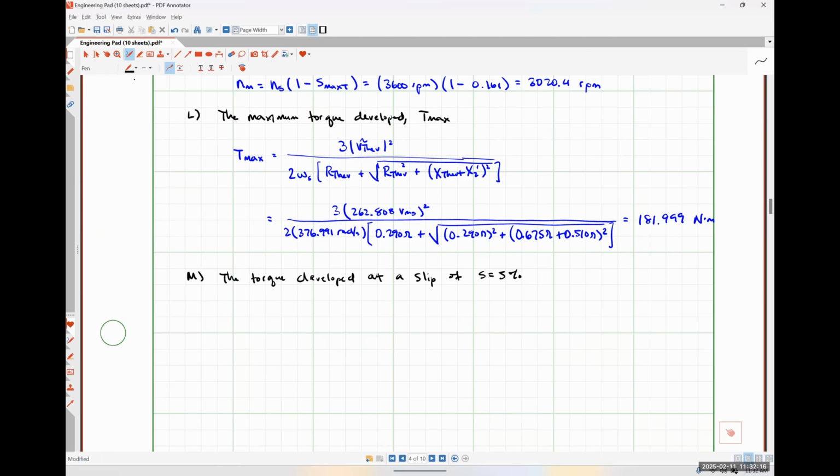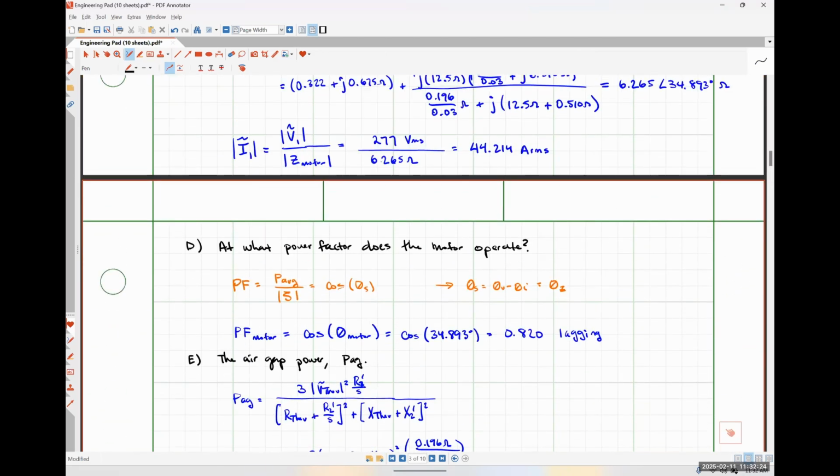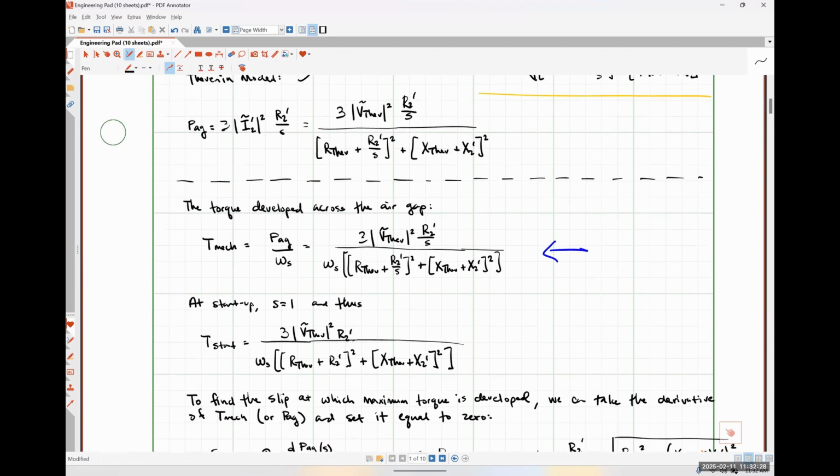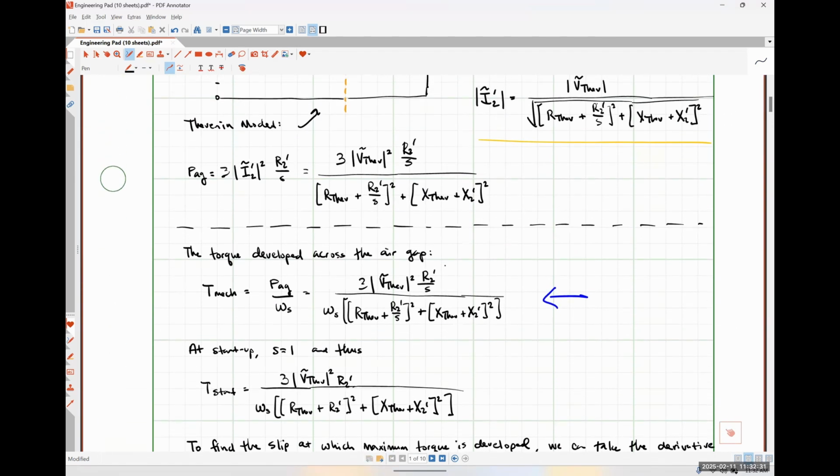So, two ways to approach this. The reason I chose a slip that isn't 3% is just so that I could illustrate something. If I had done the torque at 3% slip, it would literally just be the air gap power that we found previously divided by omega S. But because we have a different value of slip, our air gap power is now going to be a different thing. So instead, I'm just going to use this equation directly, which takes into account the value of the slip itself.